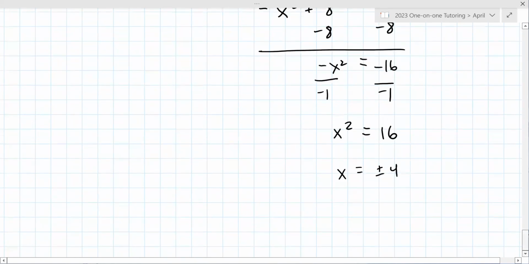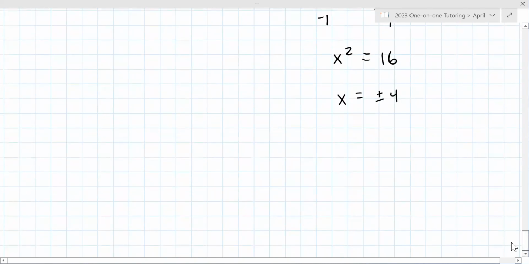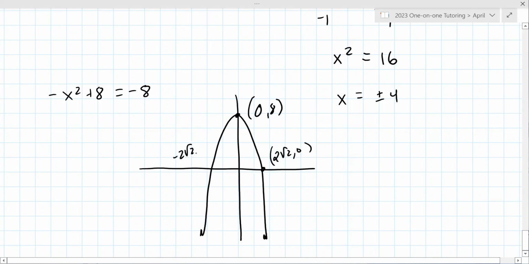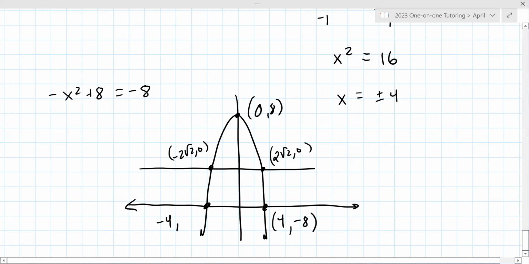So here's what that means graphically. Let's go back to the graph because we know the solution is plus or minus 4. We were solving where minus x squared plus 8 equals minus 8. If we make a really rough sketch of our graph again, this was 0, 8. This was 2 square root of 2 comma 0. This was minus 2 square root of 2 comma 0. Now this minus 8 is a horizontal line. And the intersections are 4 comma minus 8 and minus 4 comma minus 8.